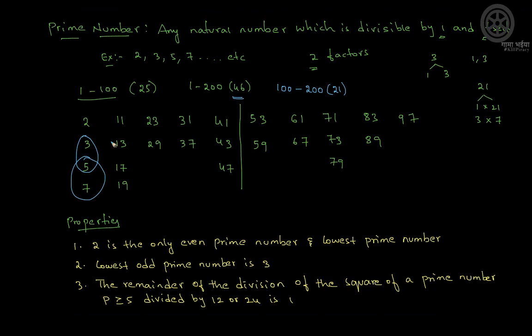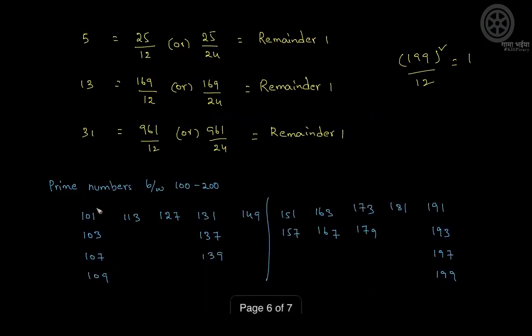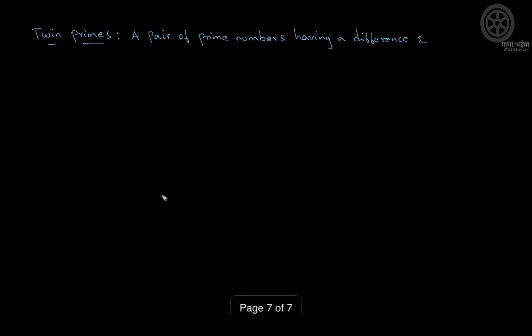Right? Similarly 11, 13, 41, 43, 17, 19. So these are called the twin primes. 71, 73. Right? In this 101, 103, 107, 109. These are called the twin primes. Understood? So for example, we can say 3, 5, 5, 7, 11, 13, 41, 43, and so on. These are called the twin primes.